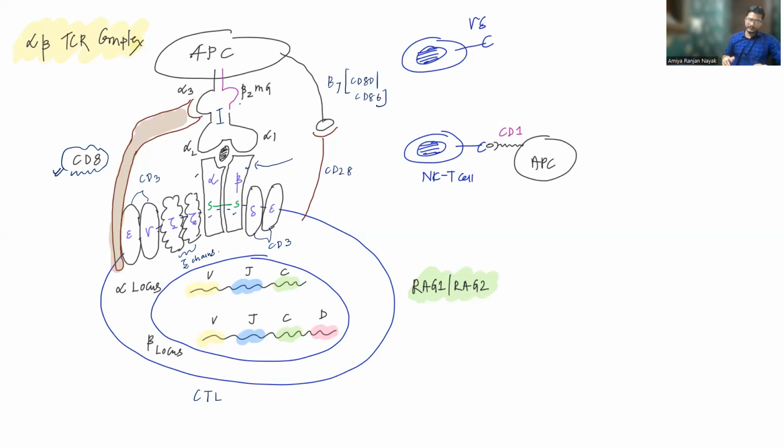So this is about the T cell receptor complex, and this is the alpha beta T cell receptor complex. That is the most common type of T cell receptor that we find in the circulation. As I have told you, 95% of the T lymphocytes in the circulation have this alpha beta T cell receptor complex. Based on the co-receptor, they can be either CD4 positive T helper cells or CD8 positive cytotoxic T lymphocytes. Also, there will be a minor component of T regulatory cells.